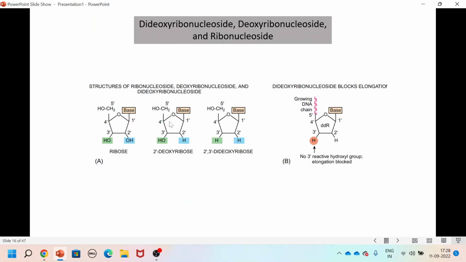So the principle on which Sanger sequencing is based is that we do not have this OH group on the 3' carbon. It utilizes 2',3' dideoxyribose sugar, in which we do not have an OH group at this 3' end. Therefore, whenever this kind of nucleotide is added into the DNA sequence, it will stop the elongation of the DNA molecule, as there will be no free OH group where phosphodiester bond formation can take place. So this is the basic principle, and this is how the dideoxyribonucleoside will block the elongation, as it does not have any 3' reactive hydroxyl group.